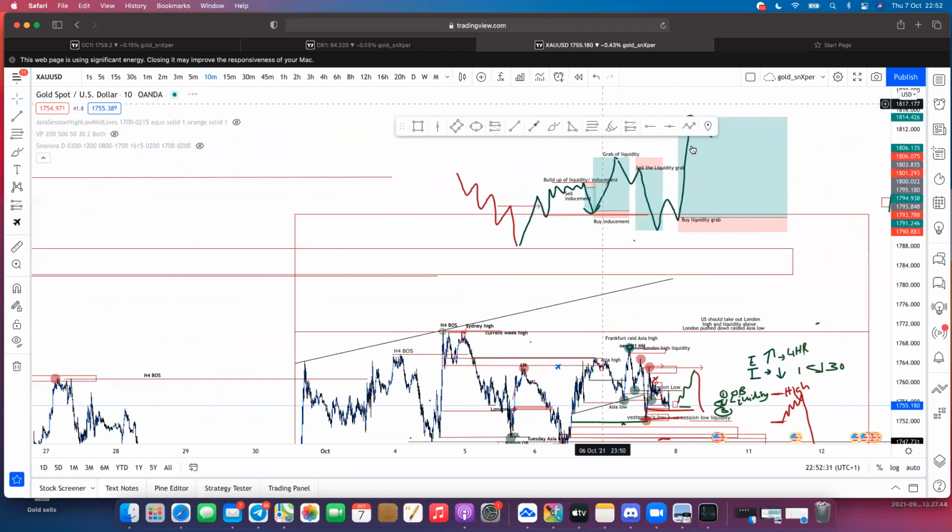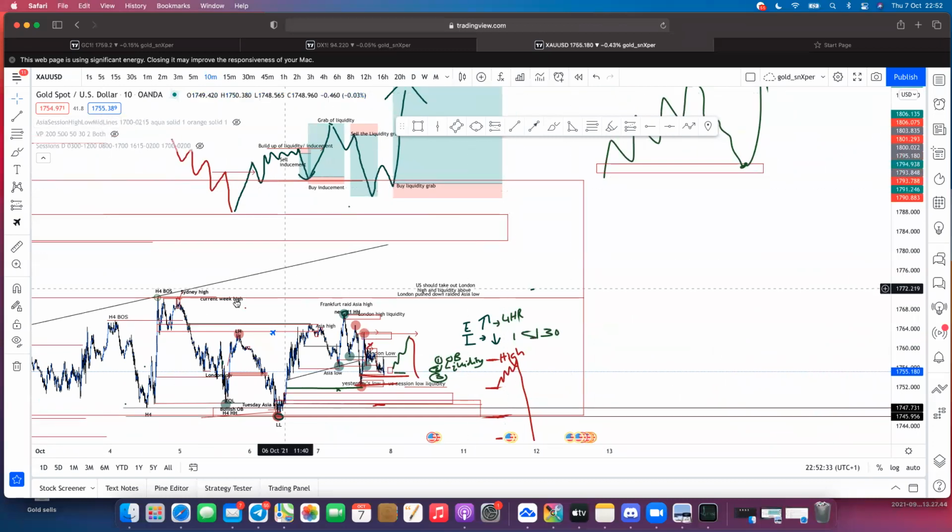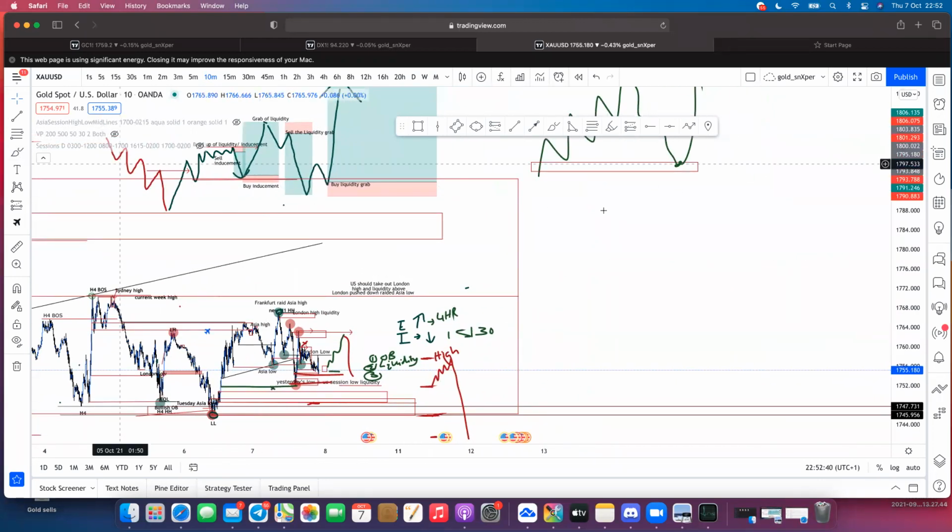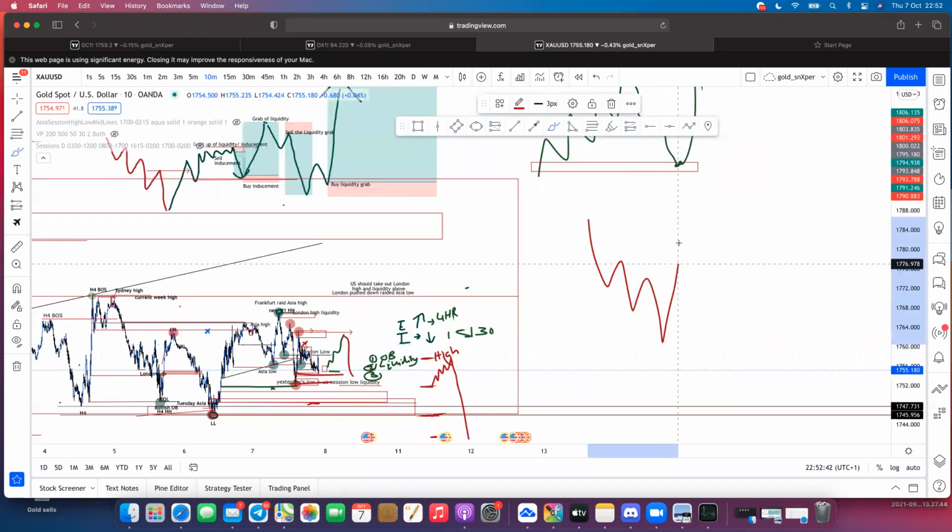Very important model, this, by the way. This is how it happens. It's not just a structural shift. If you actually want to trade it, that's what you have to understand. So they're going to shift the trend right over here.